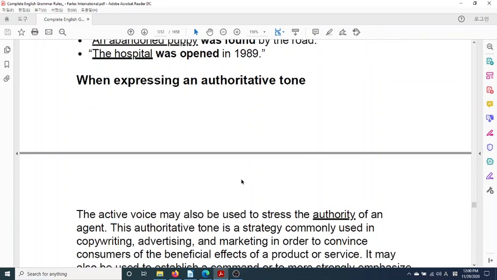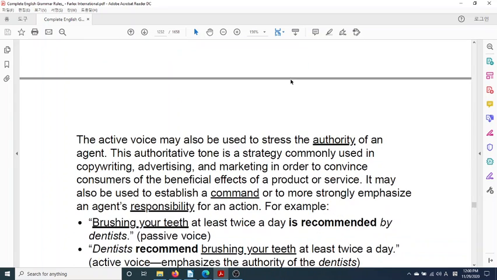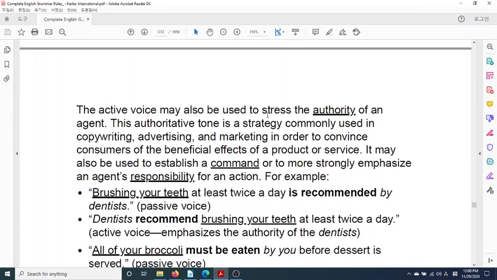Also, the active voice is useful when expressing an authoritative tone. The active voice may also be used to stress the authority of an agent, right? They had the power to do something. So when you use active voice, it makes it sound like they had the power to do it, right? They had not just agency, right? It wasn't just that they were the ones that did it, but they did it by their own volition, their own strength, their own desire, that sort of thing.